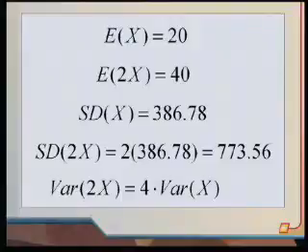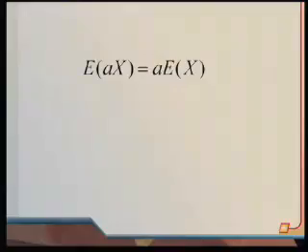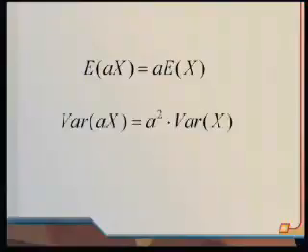Let's look at the theorems. To summarize what happens when we rescale the values of a random variable, the expected value of a times x is just a times the expected value of x. But the variance of a times x is a squared times the variance of x.